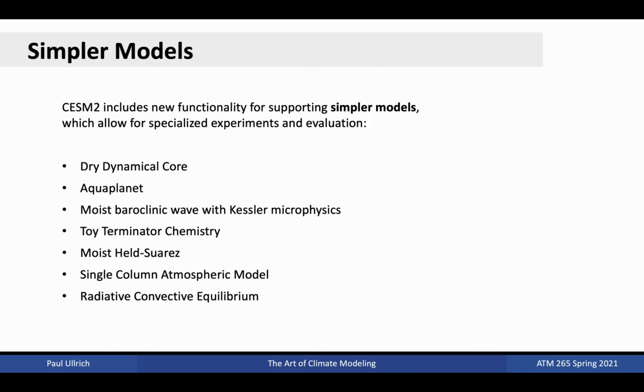CESM supports the breadth of this model hierarchy. As of CESM 2, it supports built-in model configurations for a dry dynamical core, Aquaplanet, moist Baroclinic wave with Kessler microphysics, toy terminator chemistry, moist Held-Suarez, a single column, and radiative convective equilibrium test cases. In addition to these simpler models, there are also configurations in CESM for standalone land modeling and ocean modeling with data atmosphere.